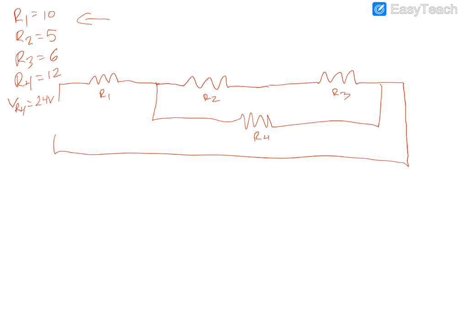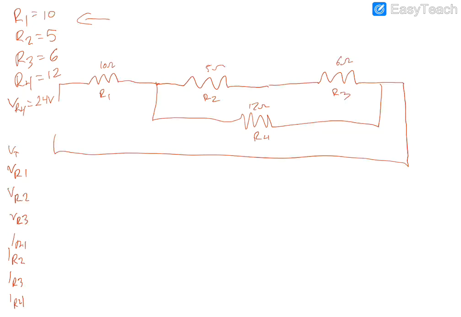We know that R1 is 10 ohms, R2 is 5 ohms, R3 is 6 ohms, and R4 is 12 ohms. We don't know our source voltage. That's something that we're going to have to find, and we're basically going to solve for all values. So we need to know our voltage of R1, R2, R3, which we don't have, as well as our total voltage. We need to figure out what the current going through each of these resistors is: R1, R2, R3, and R4.